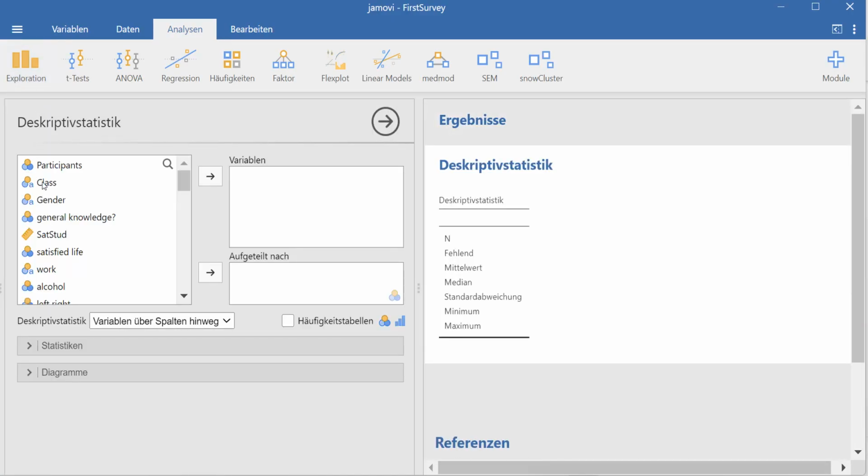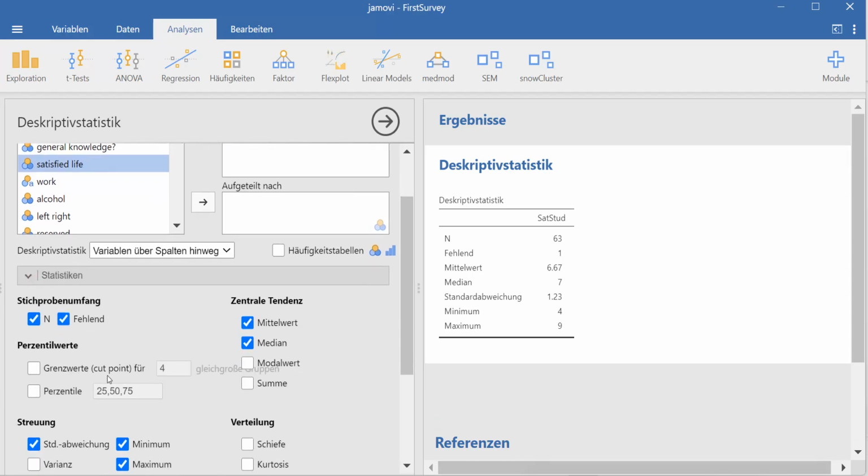So here, for example, you can show certain values. We have here one interval scaled variable. Let's put the variable into this window. Now Jamovi automatically calculates the average, the median, the standard deviation, minimum and maximum. If you want to have additional key figures, you can here open this menu of statistics.